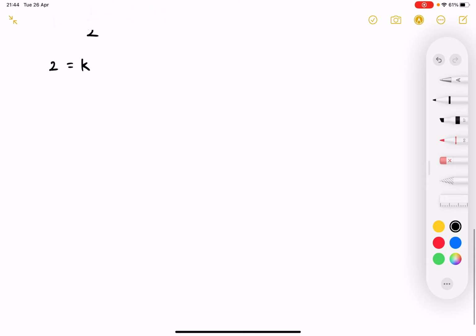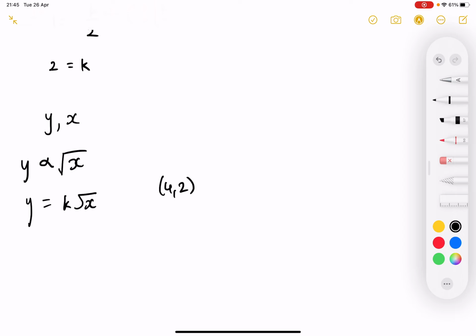Let's try one slightly harder. Let's say that y is directly proportional to the square root of x. So it's going to be y is proportional to x to some extent, but it's to the square root. So what we do is we add a square root here, and the rest is the same. We do y is equal to k root x. We might be given a coordinate, let's say 4, 2. Okay, we sub it in. We get 2 is equal to k square root of 4.